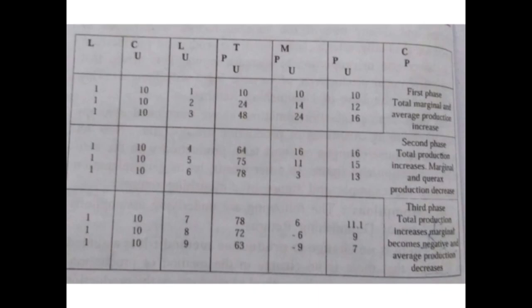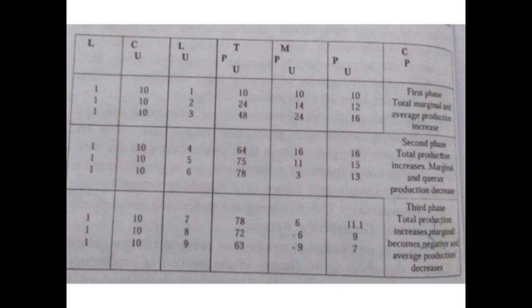So let us begin with the example. As you all are seeing, we have an image of an example. Please take a deep look over this image. So let us start. Suppose in 1 acre land, 10 units of capital are kept constant.